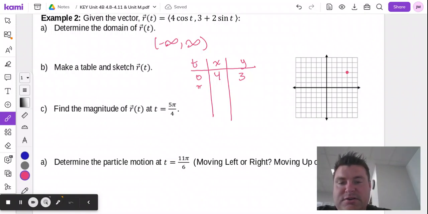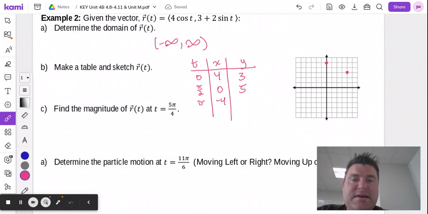Next quadrantal is pi over 2. Plug that into x, and I'm going to end up with a 0. Plug that into sine. That's because sine is 1, so I'm going to get 5. Plug this into pi. Cosine is going to be negative 1, so at negative 4. And sine produces a 0, so back at 3.